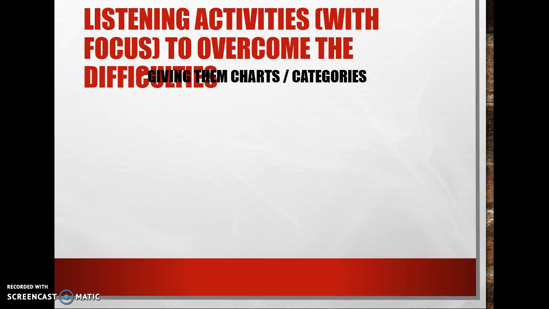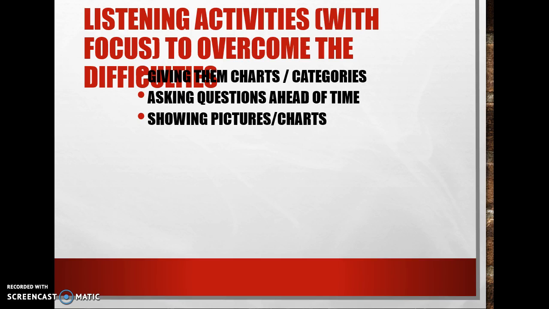So, here are some ideas of things you could do to help students overcome the difficulties. You could give them charts, T-charts, pie graphs, tables, categories. You could ask them questions ahead of time to see what they know. You could show them different pictures and charts. You could discuss the topic first. So if we're talking about the Olympics, again, just see what the class knows and what they think about the Olympics before you have them do the listening passage.